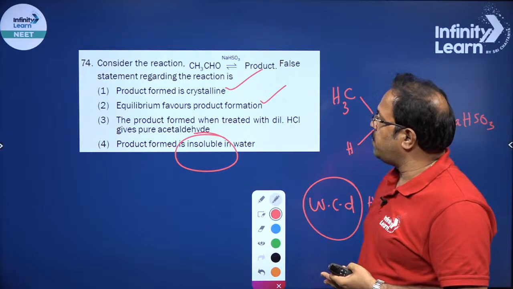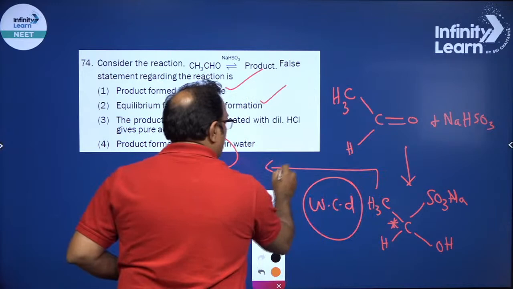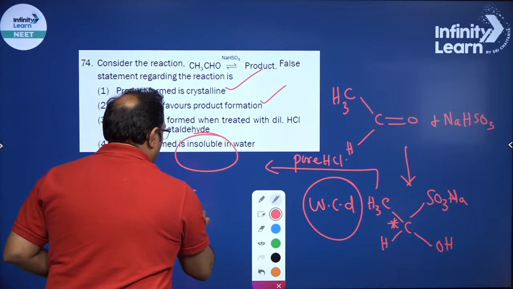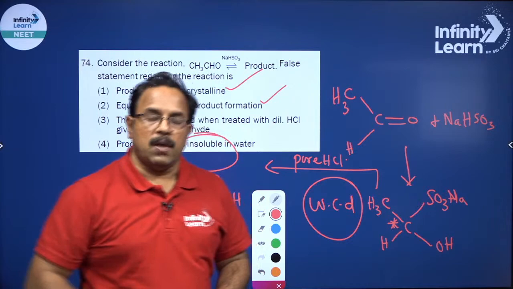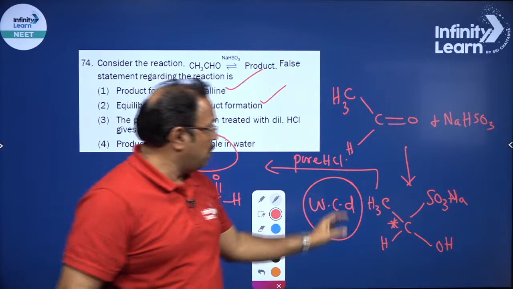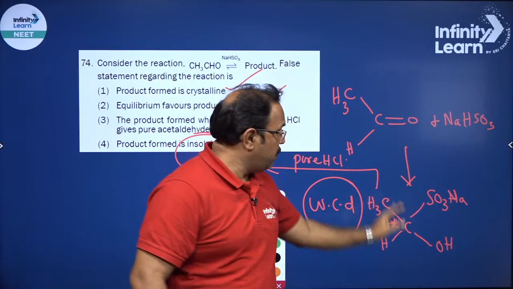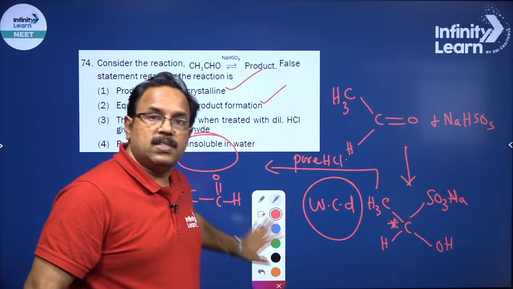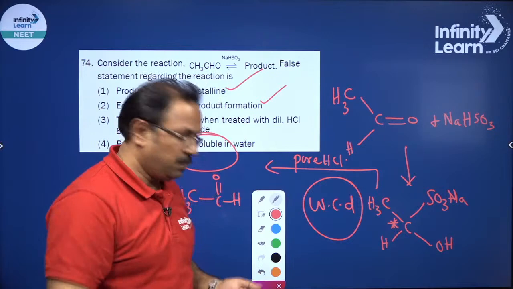Now, what does it mean? If I treat this with dilute HCl, then I will get acetaldehyde back. What is the step useful for? This step will be useful for separation of aldehyde from alcohol. If I have ethanol and acetaldehyde present in a mixture, then I treat with bisulfite. Acetaldehyde gets separated from the alcohol and forms a derivative. Once it forms the derivative, you filter it, alcohol rushes down, derivative will remain there. So once you treat with HCl, you will again get back your acetaldehyde. Thus, this reaction is useful for isolation also, when you compare with other members.